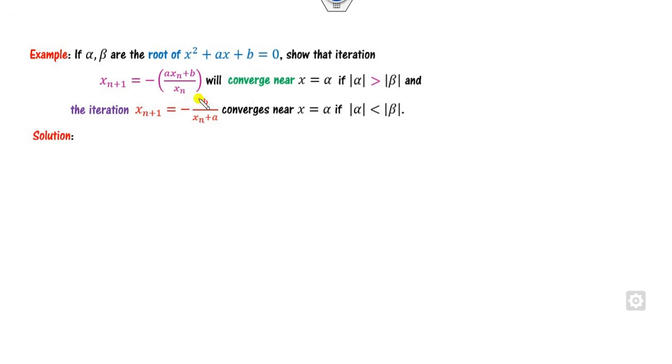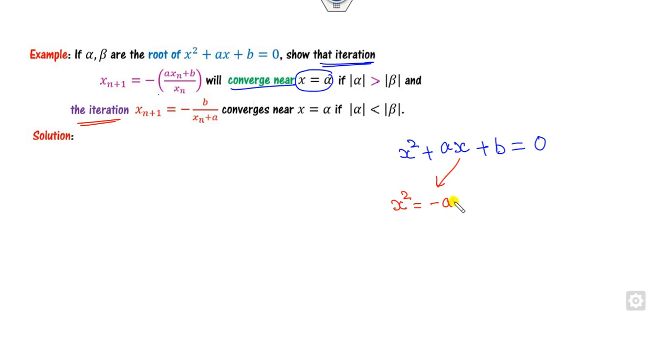Okay, look at one more example. Alpha and beta are the roots of this. Show that the equation scheme will converge near alpha if this holds, and this when this holds. You can see this is given to you. Can you find the value of x from here?